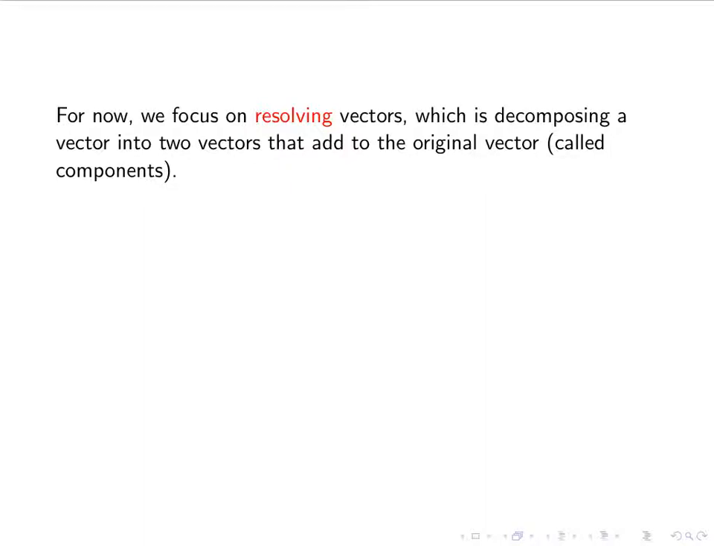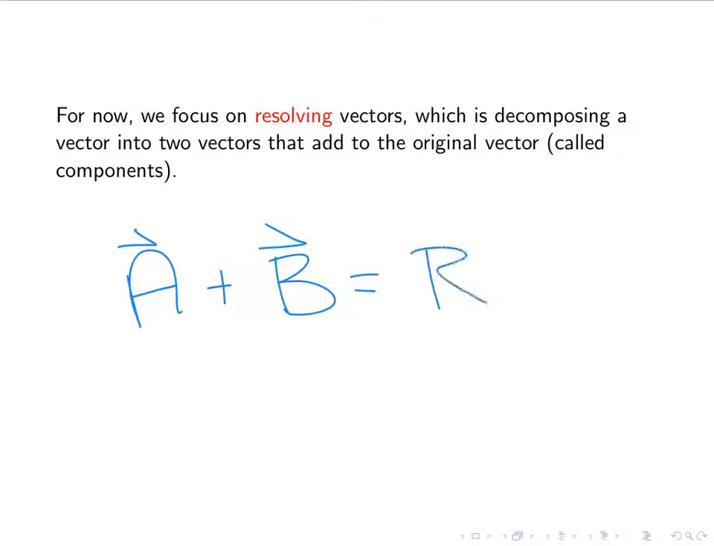For now, we're going to focus on what's called resolving vectors. Resolving vectors is decomposing a vector into two vectors that add to the original vector, and these two vectors are called components. So if I have two vectors, A plus B, and I add them together to get R, then A and B are called components.